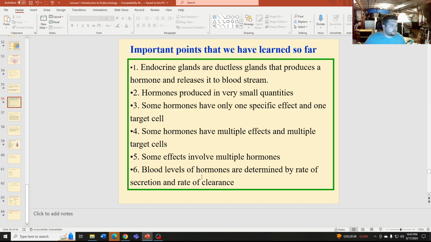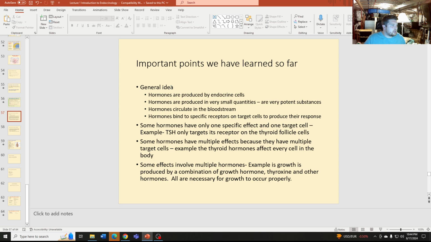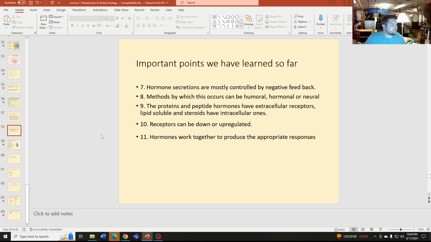Just some important points; you can pause to read if you want. A lot of the next little chunk is going to be the overall review, the things to make sure that you take a look at. So those general ideas: some hormones will have only one specific effect in a target cell. They can have multiple effects on multiple target cells, and sometimes those effects involve multiple hormones. More important points, again, pause to read.